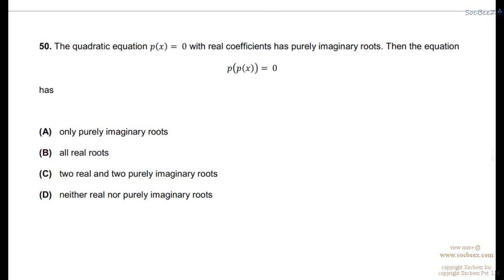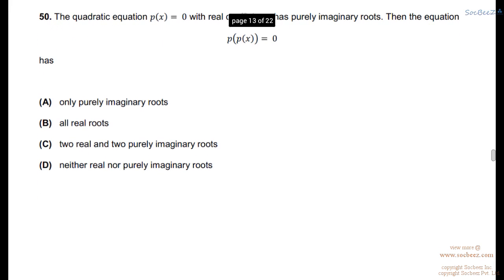So let's see another question. The question says the quadratic equation p(x) equals 0 with real coefficients has purely imaginary roots. Then the equation p(p(x)) equals 0 has only purely imaginary roots, all real roots, 2 real and 2 purely imaginary roots, or neither real nor purely imaginary roots.